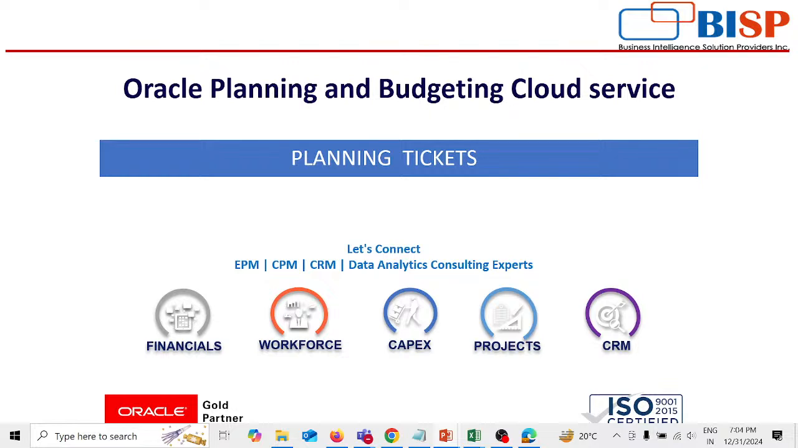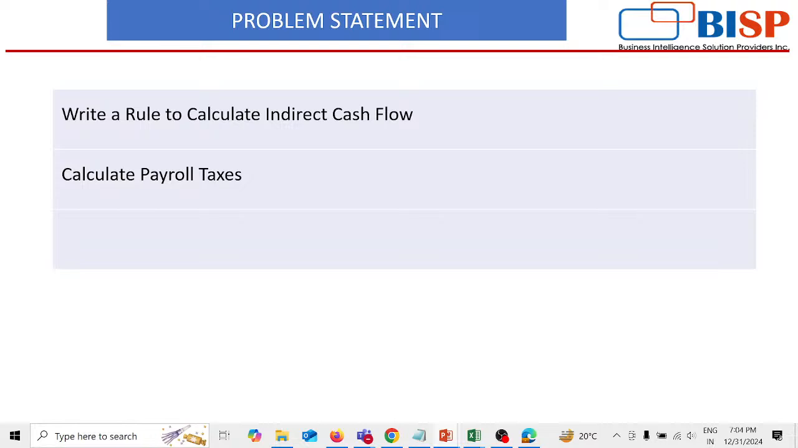In this series of planning tickets, today we are going to solve the following problem statements. The first ticket says that we have to write a rule to calculate indirect cash flow. Okay, so now there are two components. We have to calculate indirect cash flow with the help of a rule.